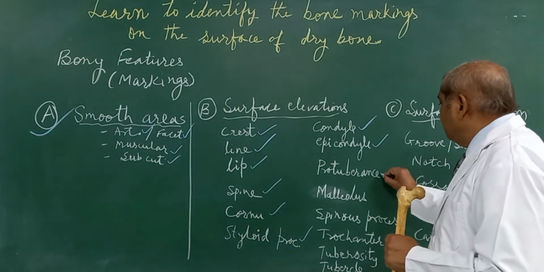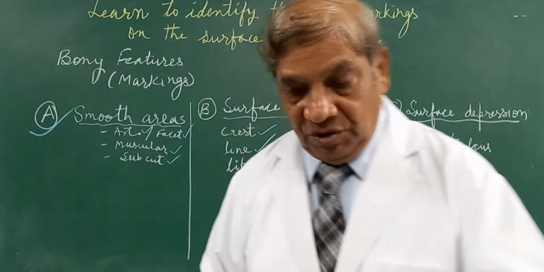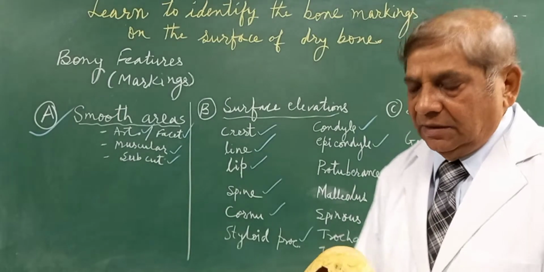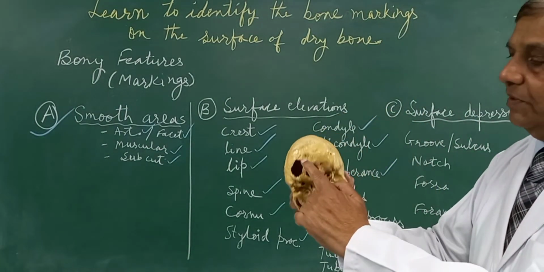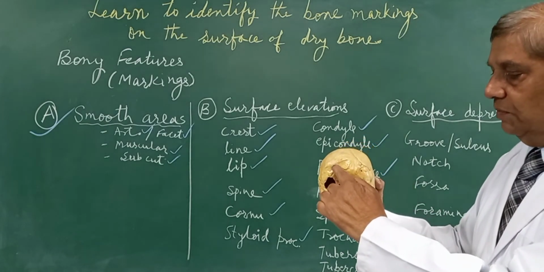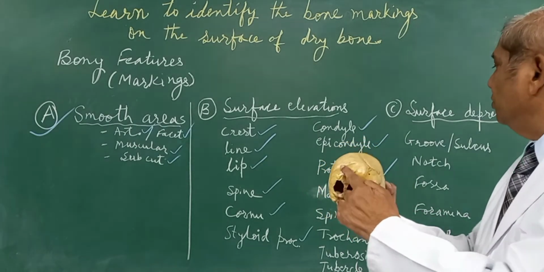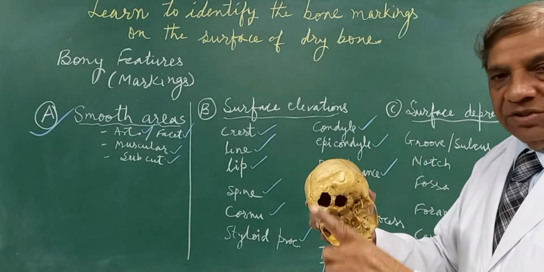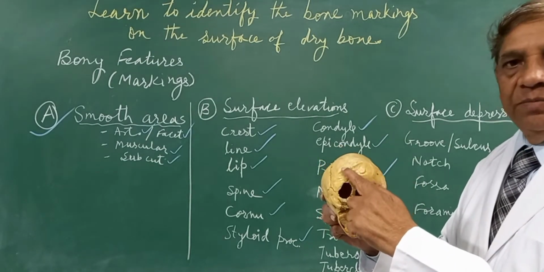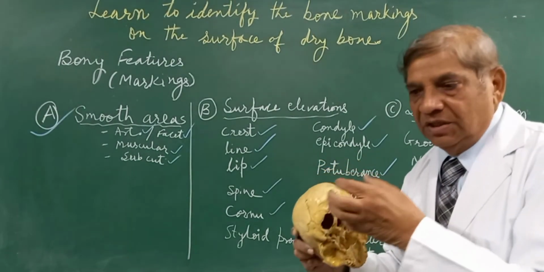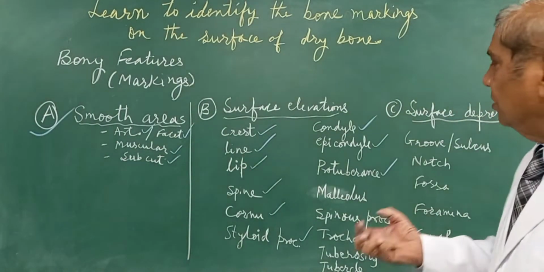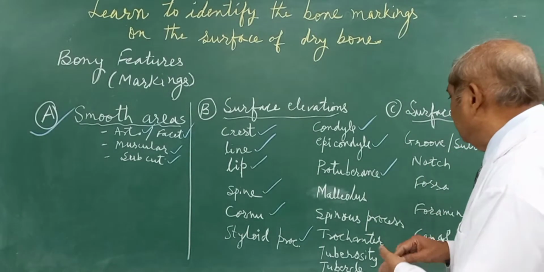Then protuberance. A protuberance is also a projection, because all these are elevations, and this is not that big. For example, on the back of the head, at the junction of the neck, this bony projection is called the external occipital protuberance. So this is a bony projection. Any other projection which is not very prominent will be called a protuberance.